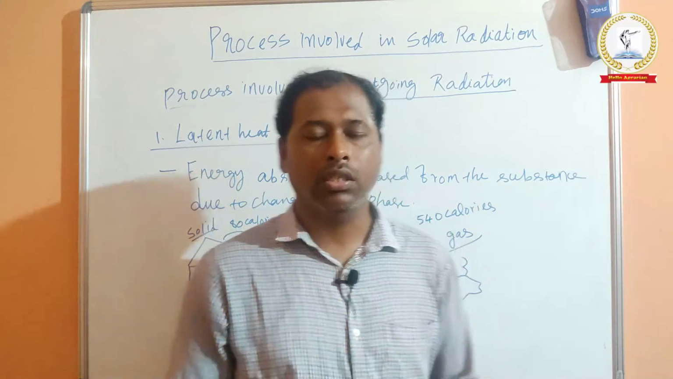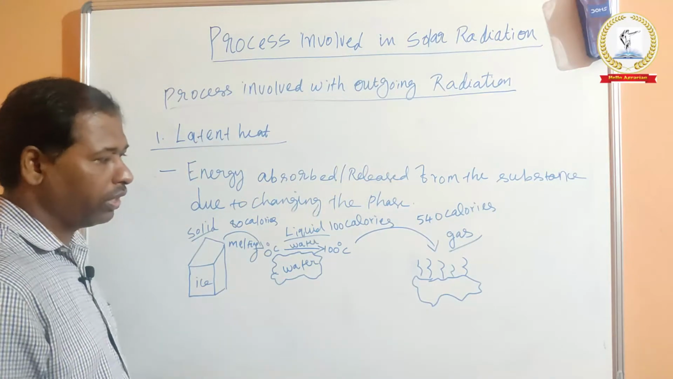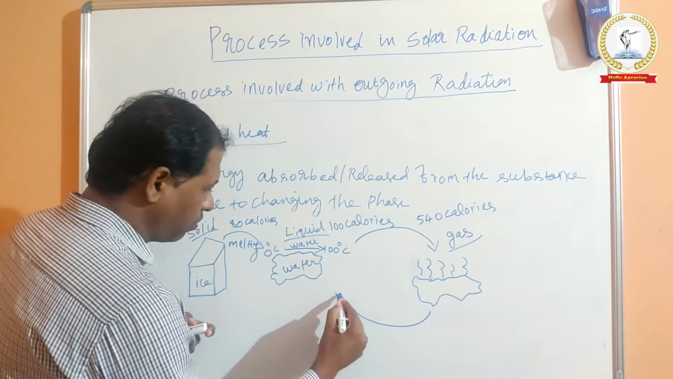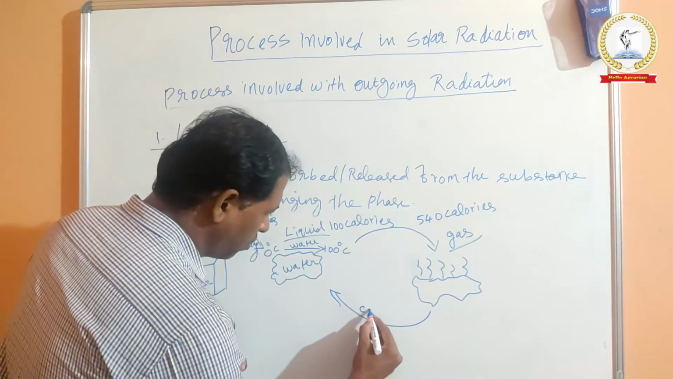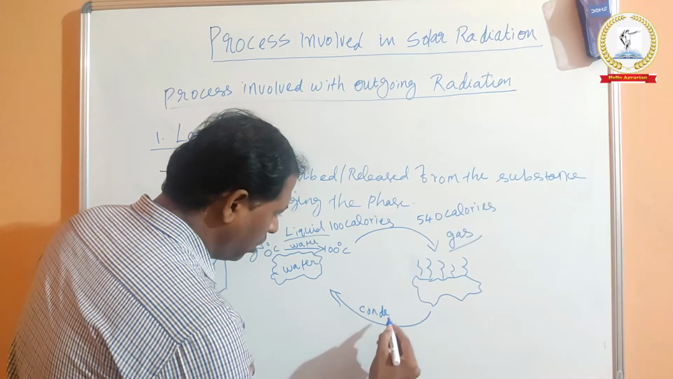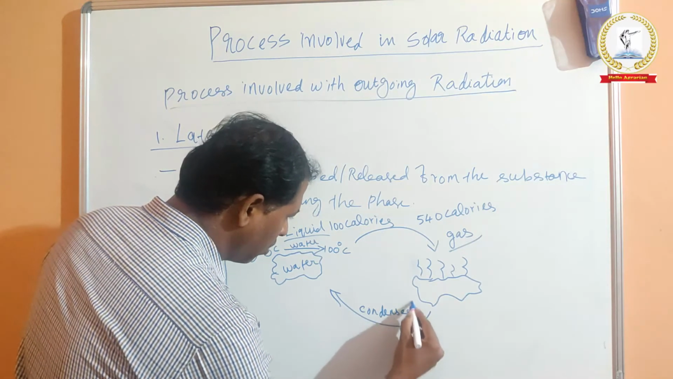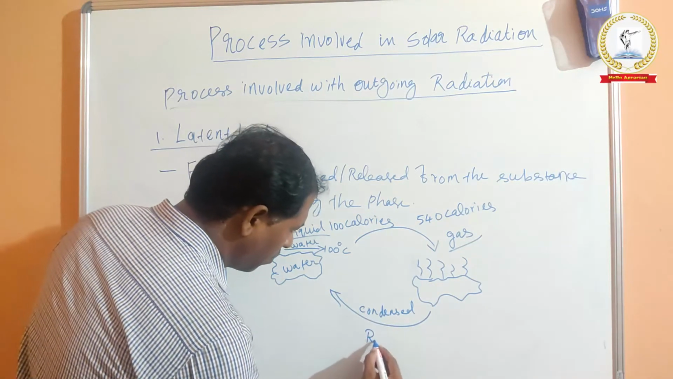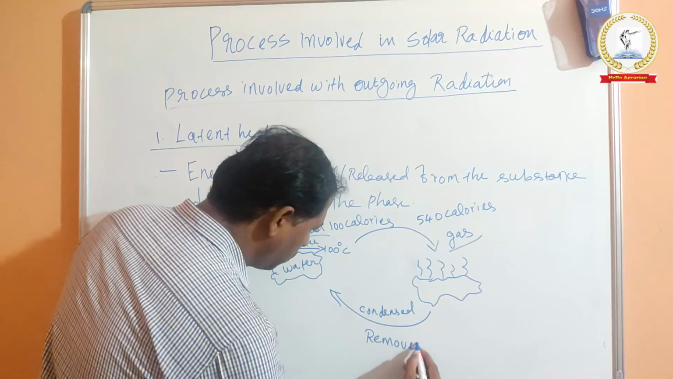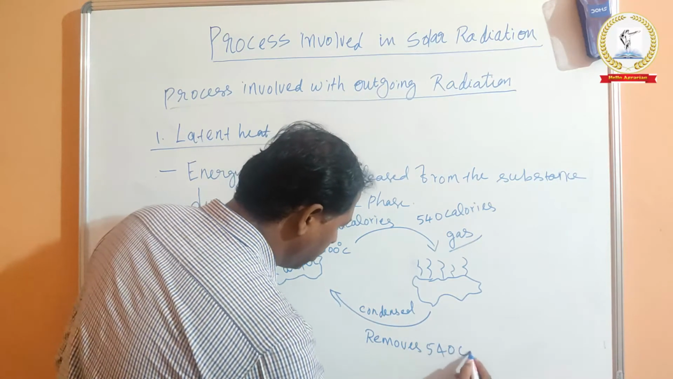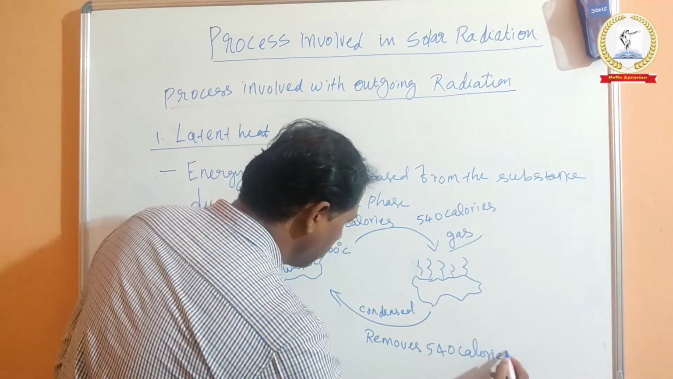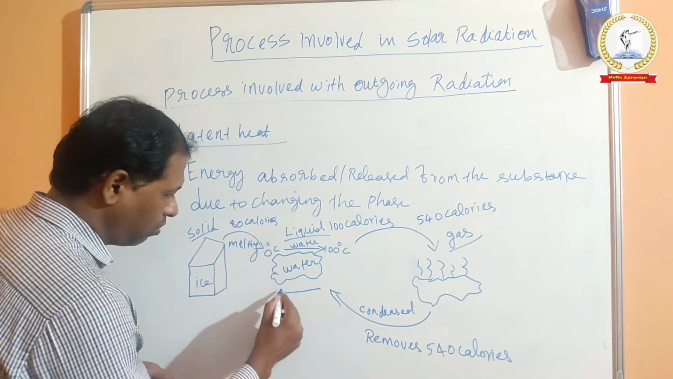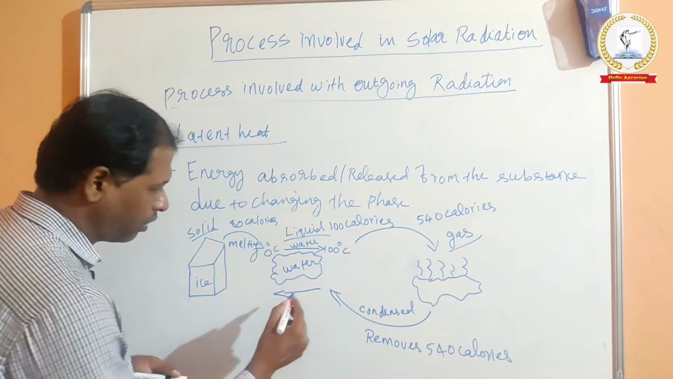Okay, when the process is reversed, the energy utilized for changing the state of the substance, the same amount of energy is returned to the surroundings. For example, when this gas condenses to liquid, it removes 540 calories, and it cools down.